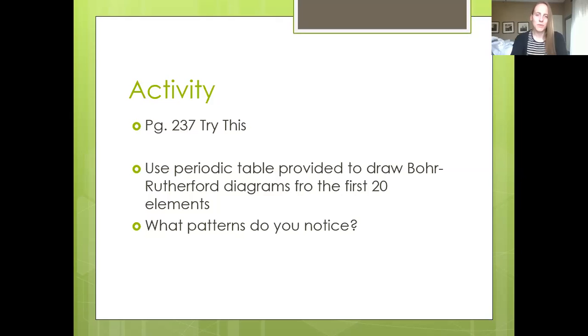So what we're going to be doing here is you guys are going to go through essentially the first 20 elements of the periodic table and draw Bohr-Rutherford diagrams for each of them. I will get you started here with a couple different example diagrams, and then you should be able to fill out the rest from there.